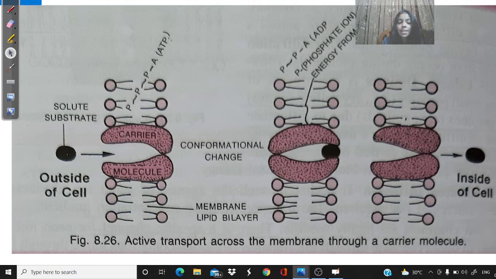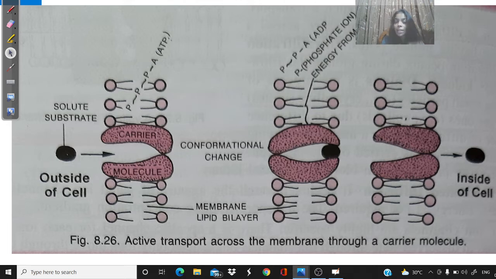So see, this is active transport with the help of a carrier. What is happening? This is the solute. This is the carrier molecule, and you can see attached to the carrier molecule is ATP, adenosine triphosphate. Now what happens is this solute binds with the carrier. See, it has bound with the carrier and it has formed a carrier solute complex or carrier transportant complex.